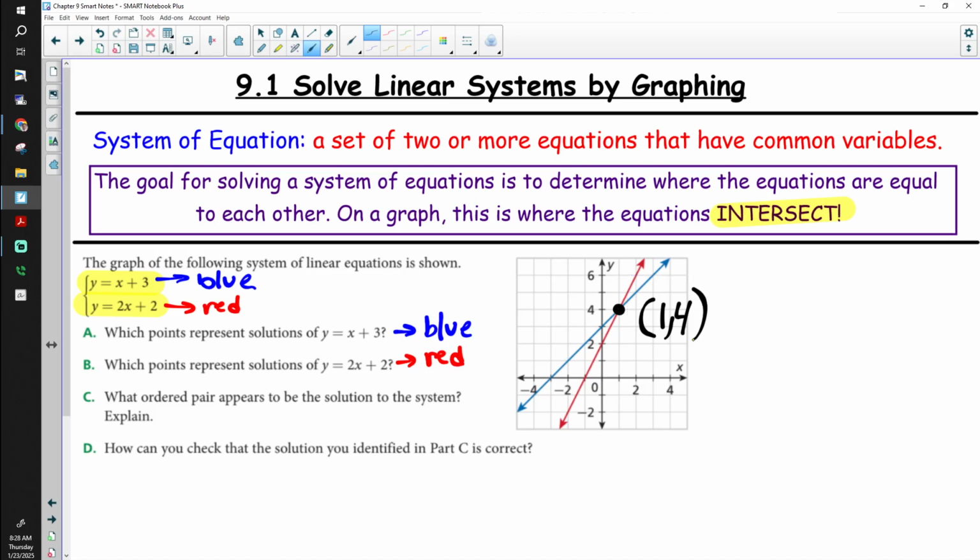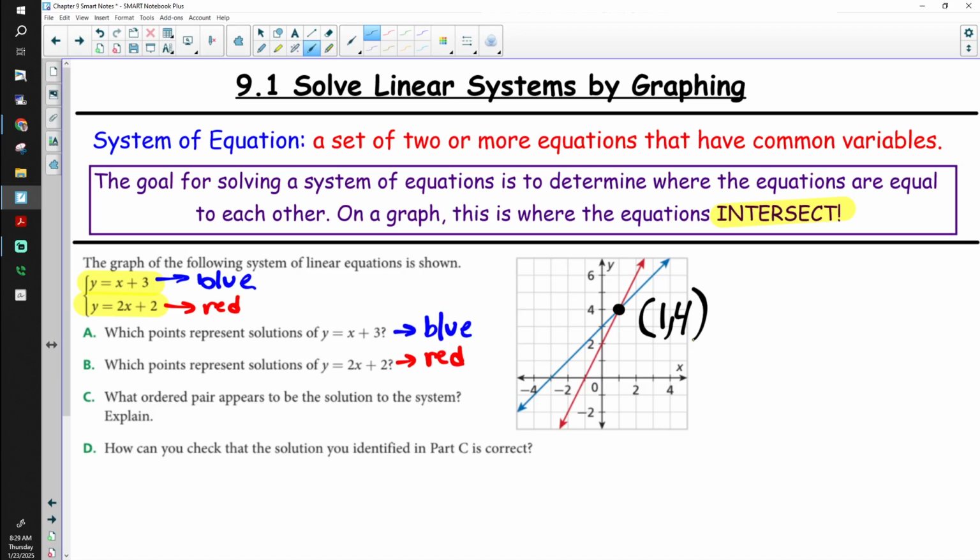Now, sometimes they're not going to give us the graph, and that's why we use Desmos. Desmos is going to help us graph it and find the point where they intersect. That is the goal of these problems. Where do they cross? Where are they equal? There's always one point where they cross.